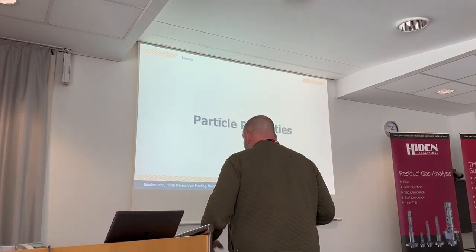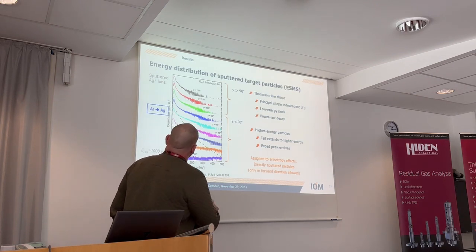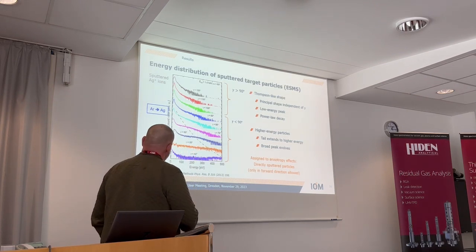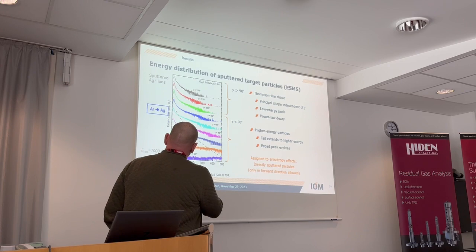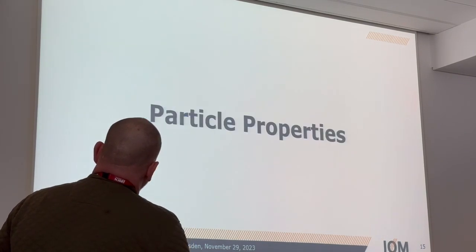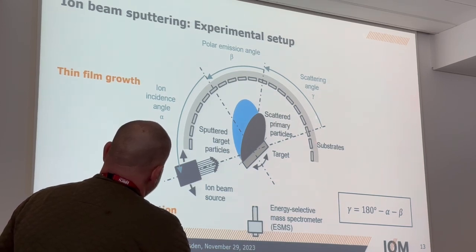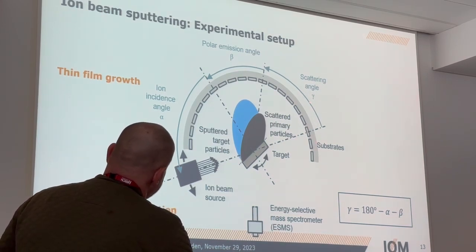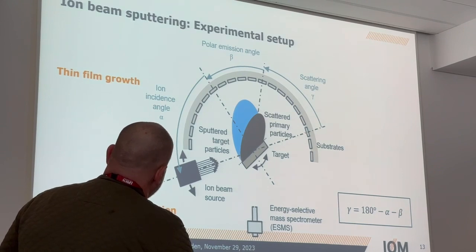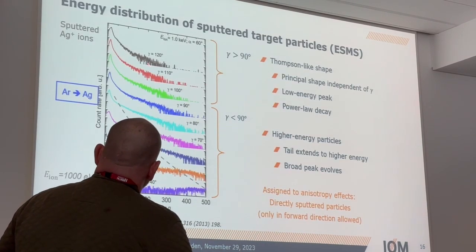So the main part is about particle properties, and I start with the energy distribution of sputtered particles. Here we have the count rate versus the energy, and from top to bottom we change the scattering angle. So if we go back, we are going this way, looking this way, the scattering angle gets larger, and this is what you see. And there are two zones.